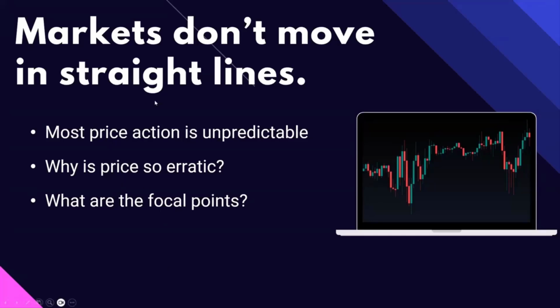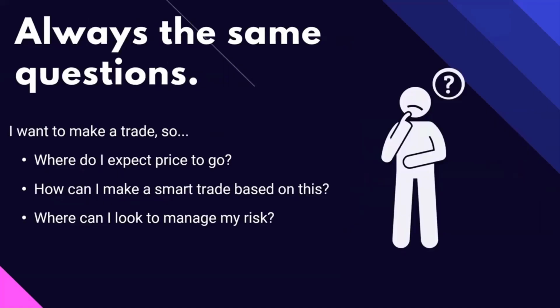And we wonder, why is price so erratic? And if there is so much crazy action on the average chart, then what are the focal points that we can focus on to give us a more stable outlook whenever we enter a trade, so we can more realistically place our entries, our exits, or our targets, and our stops?